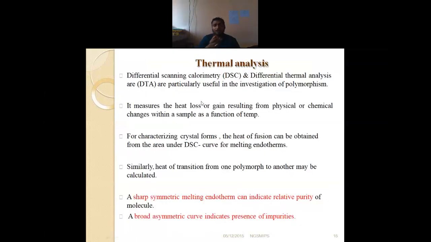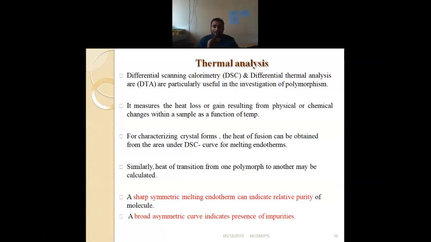Now come to thermal analysis. So thermal analysis is mainly DSC and DTA. Okay. So what is DSC? That is differential scanning calorimetry, and differential thermal analysis is called DTA. Okay, it is mainly used for the investigation of polymorphism.